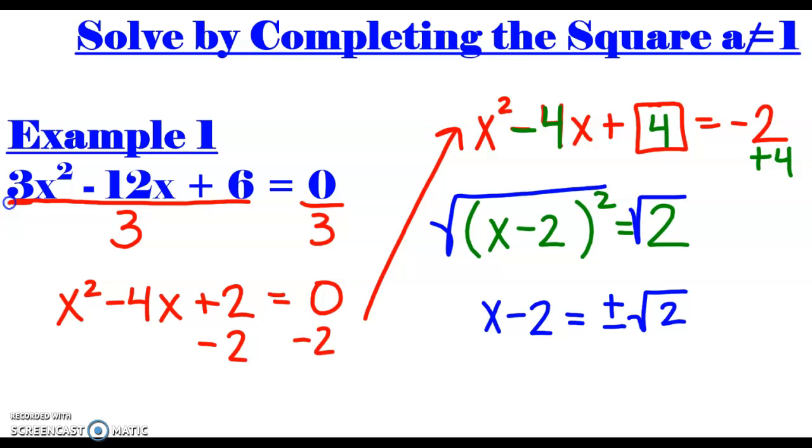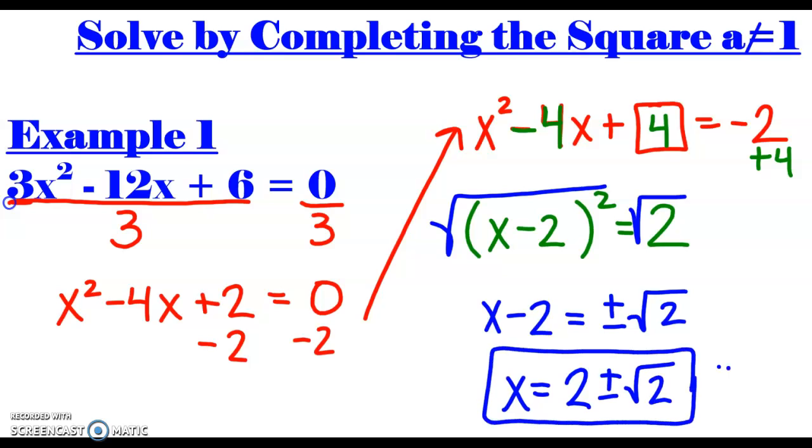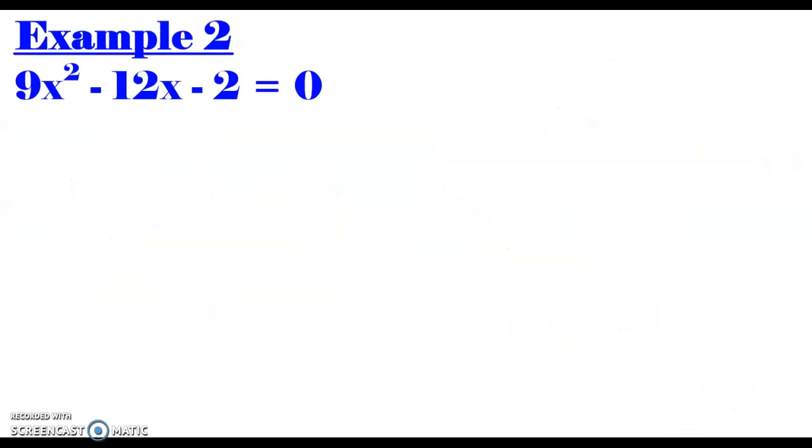Then to get x alone, we'll add the 2 over. So our exact solution would be x equals 2 plus or minus radical 2. If you wanted to approximate solutions, you can figure out what the square root of 2 is, add that to 2, and then do 2 minus that decimal also. All right, so let's look at the next one here.